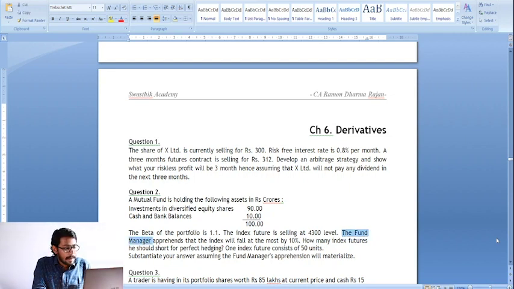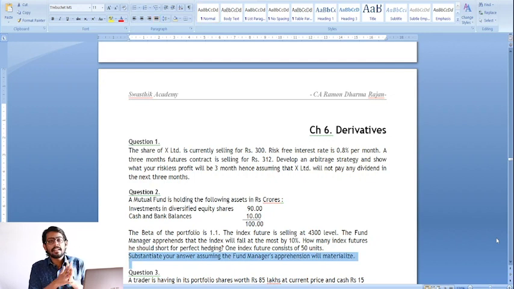The fund manager apprehends, he expects that the index will fall, market will fall by 10%. That's his apprehension. How many index futures should he short for perfect hedging? One index future consists of 50 units. So one contract or one lot consists of 50 units. How many contracts or how many lots should he short? Substantiate your answer assuming fund manager's apprehensions will materialize.